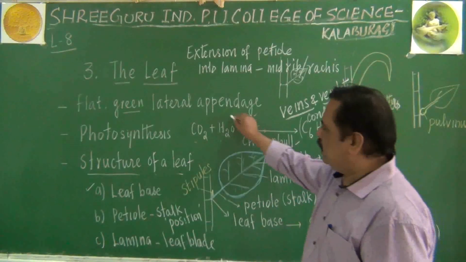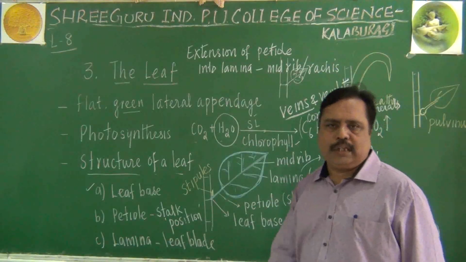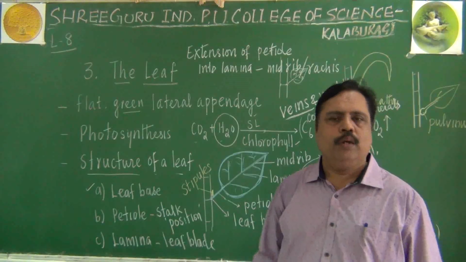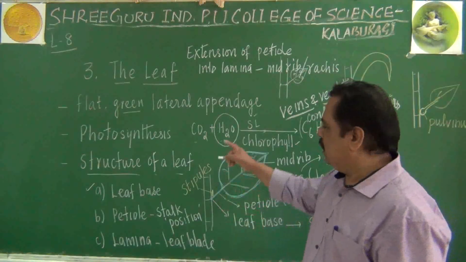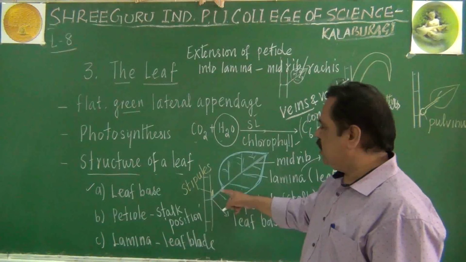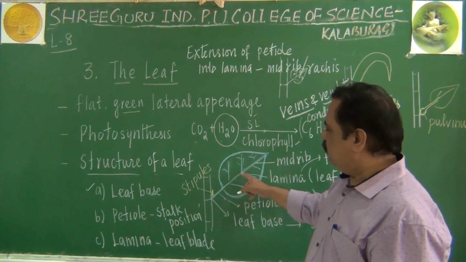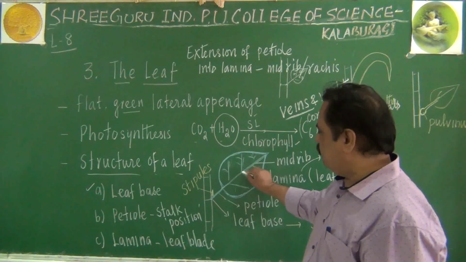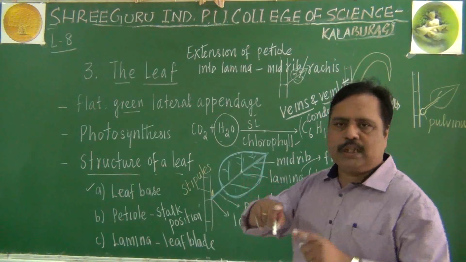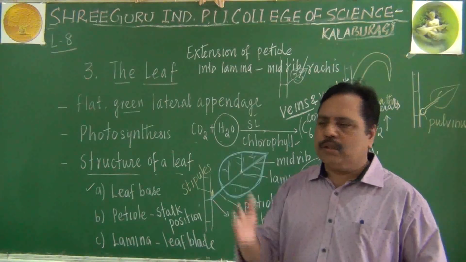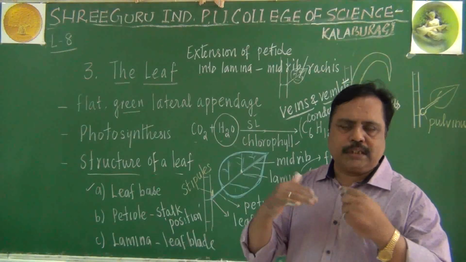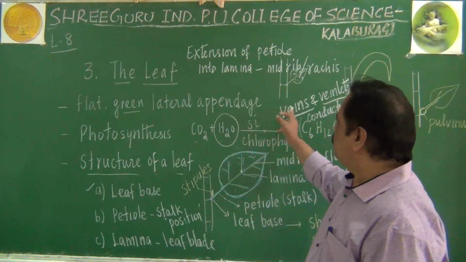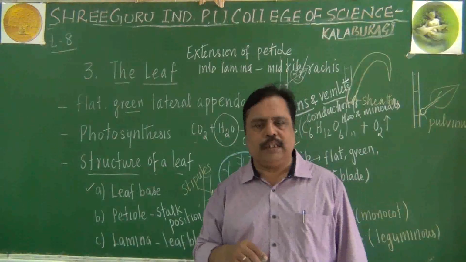I told you already, leaf requires water for photosynthesis. Who will supply that water up to the leaf or lamina? From the stem they will come to petiole. From the petiole they will come to the midrib. From there they will pass through the veins and veinlets. So efficient distribution of water, efficient supply of water is achieved through veins and veinlets.